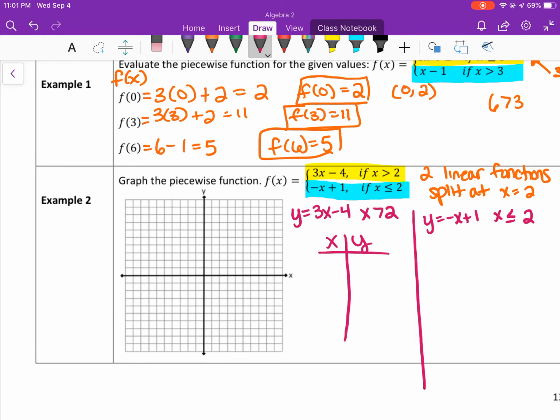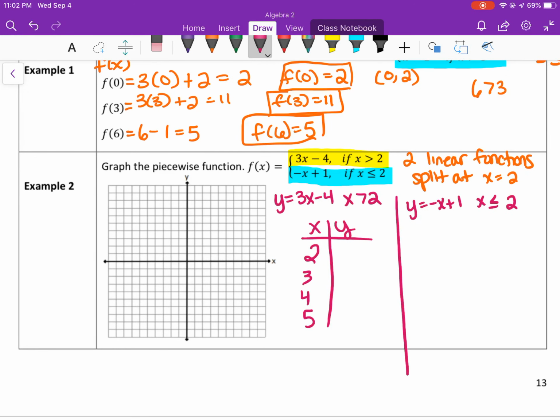And I choose x and y points. So on my left side, I have to pick points where x is greater than 2, but I always start with my domain number 2, and then I pick x's that are greater than that, like 2, 3, 4, and 5. And then I plug those x's into the equation for x and solve for y.